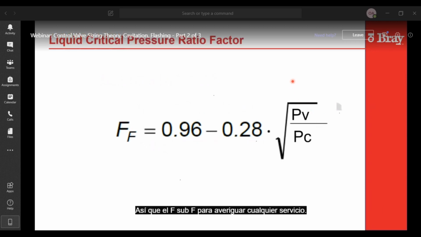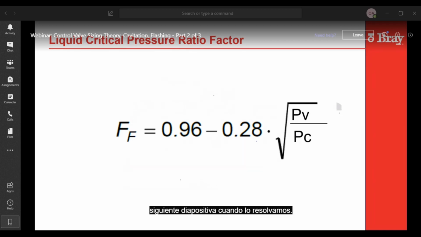To figure out what F sub F is, you need to know the vapor pressure of the fluid and the critical pressure of the fluid. Once you know those two things, you put the vapor pressure over the critical pressure, and then you multiply it out with the rest of the formula, and that becomes your F sub F critical pressure ratio factor. Let's take water as an example. We'll go to the next slide.